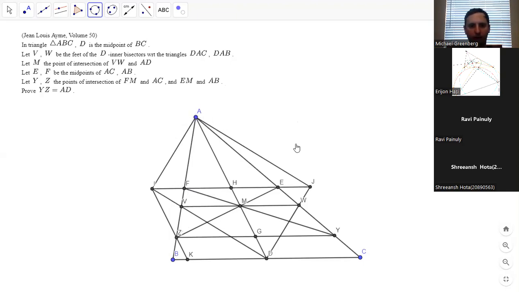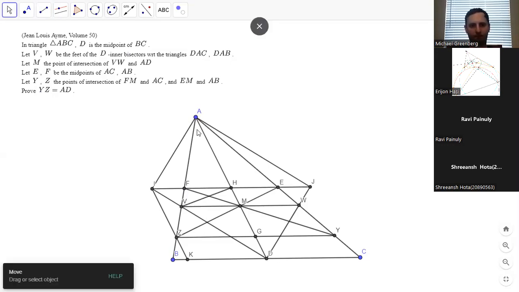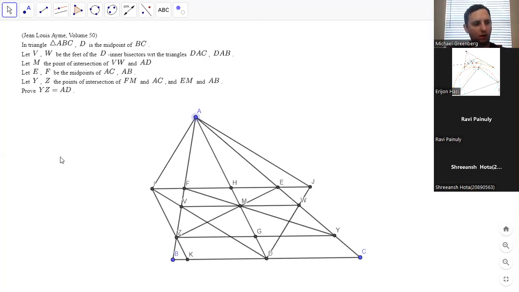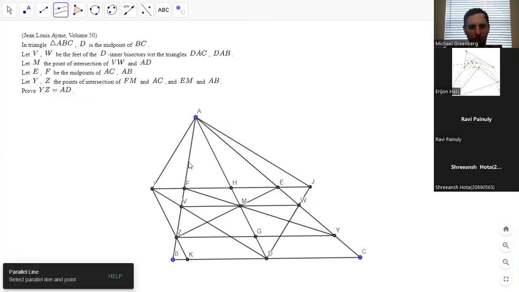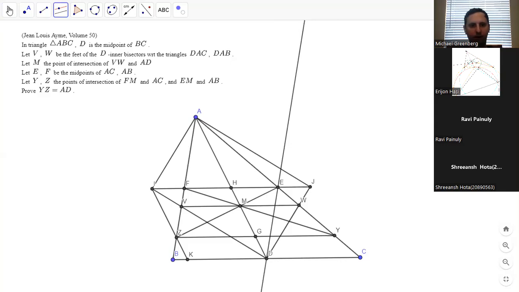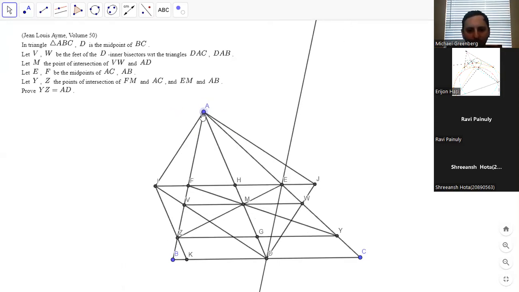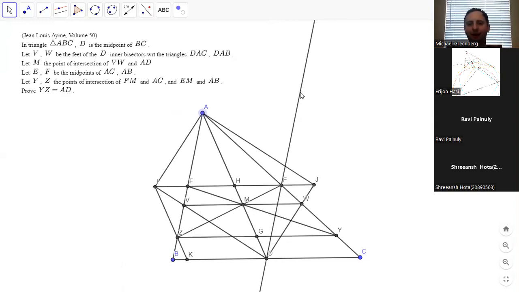Is VH perpendicular to AH? I don't think so, because then WH would have to be perpendicular, right? Because everything's defined symmetrically. Yeah, it's not true in general. Sorry. Is DE parallel to ZF? Oh, I think it might be. Ah, it looks like it is. That must be something we just missed. Oh yeah, because it's the medial triangle. Yeah, so that's obvious.